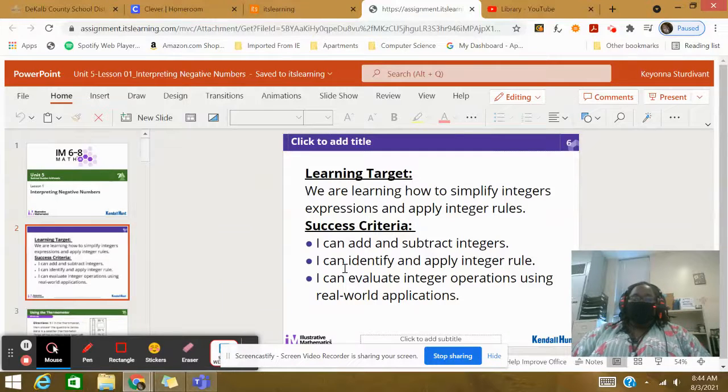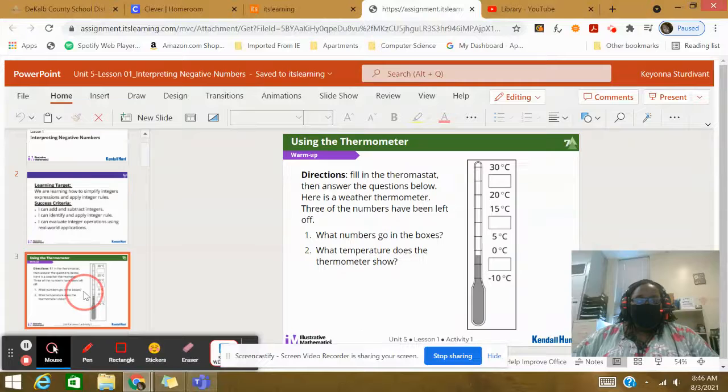So the first part of the warm up, you're going to spend the first 5 minutes. The first 5 minutes of the warm up, you are going to go ahead and copy the learning target and success criteria. Once you do that, you're going to go ahead and complete the warm up questions.